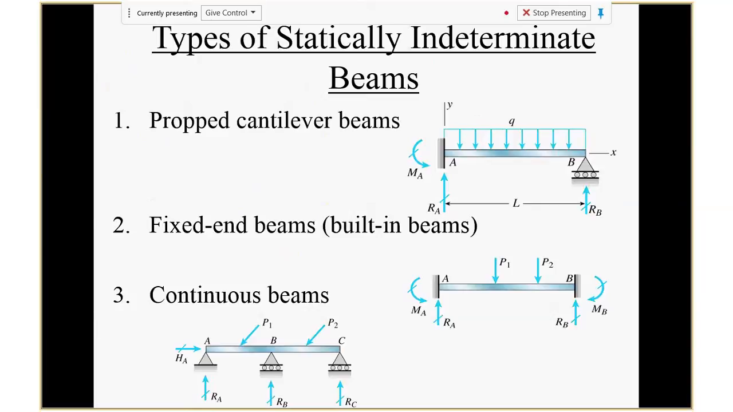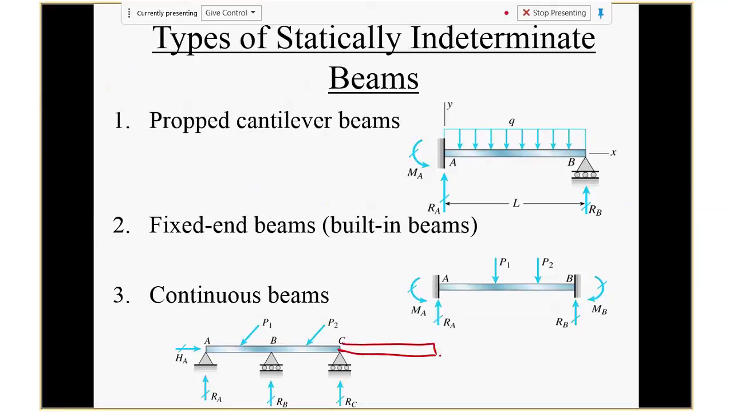All right. Next slide, I have a summary. The types of indeterminate beams, the most common ones we see. You can have one end fixed, a fixed and pinned beam. That's one. Or fixed at both ends. That's another one. Or you can have multiple supports, like this last one, a continuous beam.